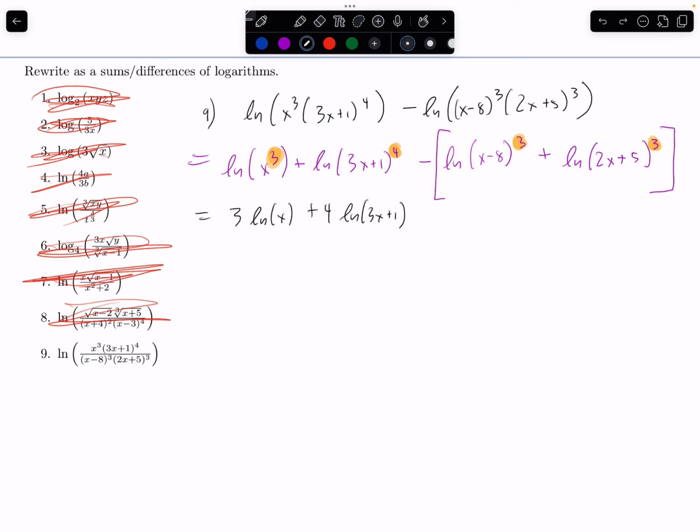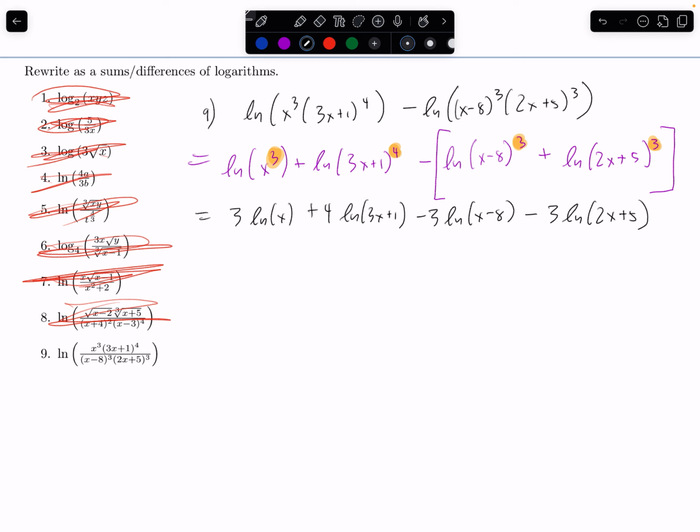Okay, you know what? I'm going to do 2 steps at once here, guys. I'm going to take care of this minus and go ahead and distribute it as I bring the power down. This is minus 3 ln of (x minus 8). This is going to be minus 3 ln of (2x plus 5).